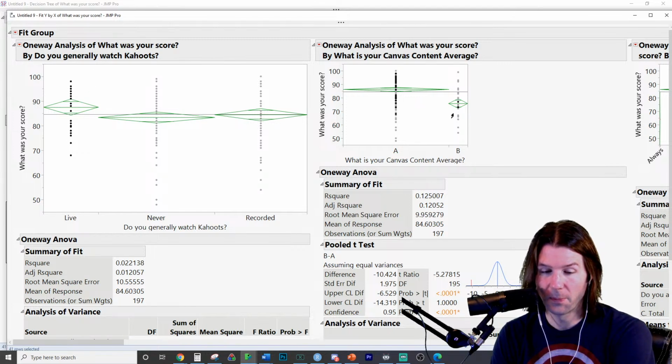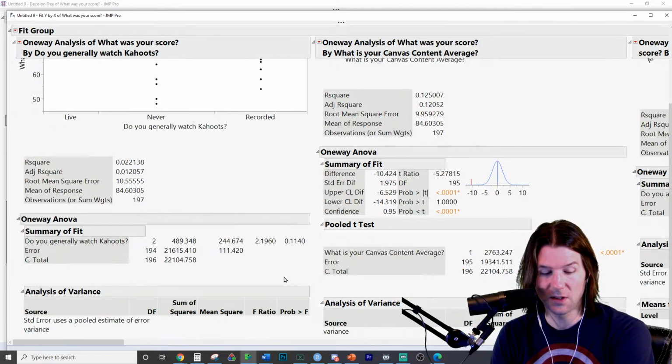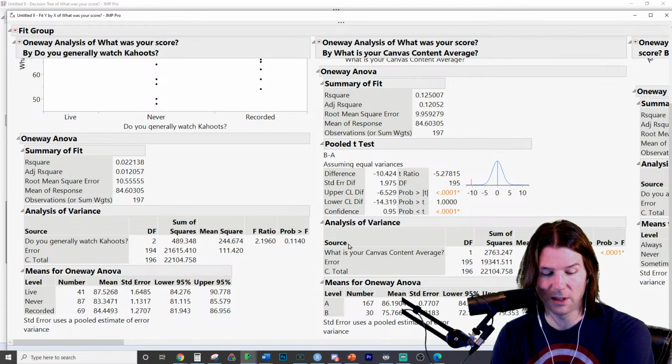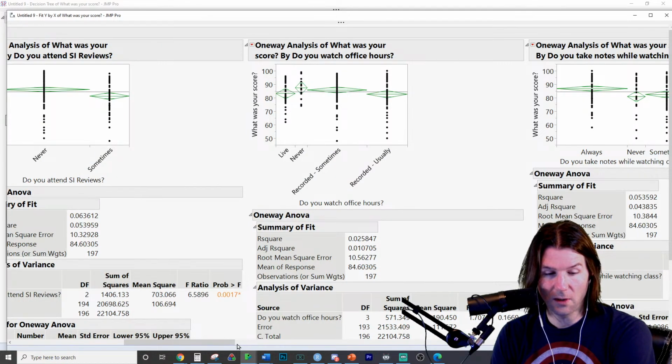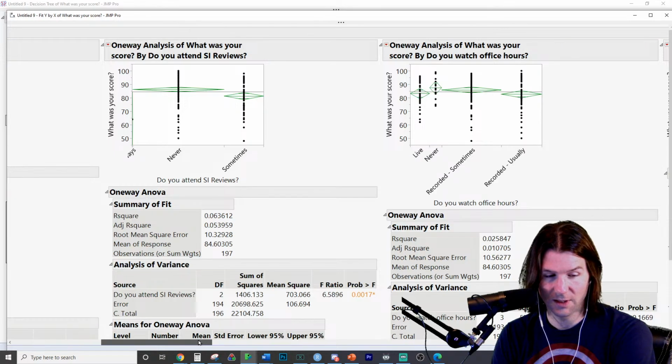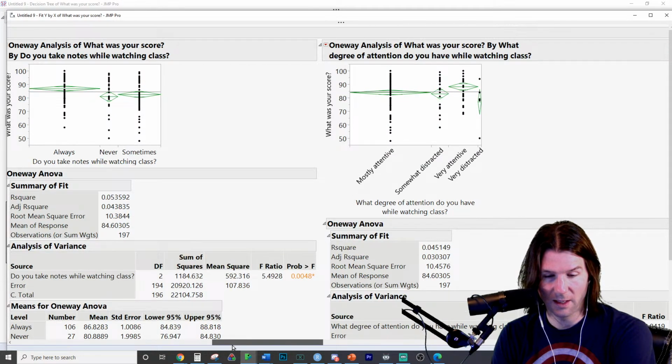That's a tighter distribution. This is the Canvas content, which explains 12.5% of the variation by itself, which is insanely statistically significant. This one was actually not statistically significant. So the biggest thing we see is Canvas content. Like, that is big. We saw also, we redid our data, but what was your score? Do you watch office hours? So we see right here, but it's not a random sample, but still, that's interesting. It's so interesting. Where's this? What do 10 decile reviews? Oh, there's so very little data there.